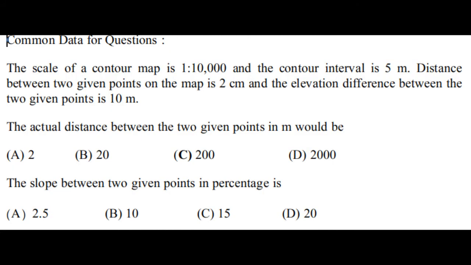Let us see the next question. Common data for questions. Number 1. The scale of a contour map is 1:10,000 and the contour interval is 5 meter. Distance between two given points on the map is 2 centimeter and the elevation difference between the two given points is 10 meter. Question number 1. The actual distance between the two given points in meter would be 2, 20, 200 or 2000. 4 options are given. Second part of the question is the slope between two given points in percentage is option A 2.5, option B 10, option C 15, option D 20.